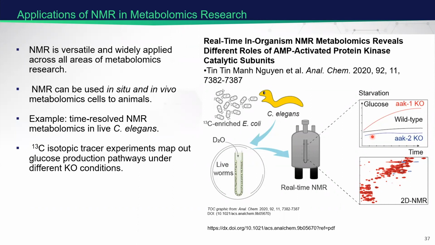In their TOC graphic, they just showed glucose, but there were other metabolites as well. They were able to map out different glucose production pathways under different conditions where they knocked out these catalytic subunits. So this is a pretty cool application of NMR and metabolomics, I think. Not completely unique as well; you'll find other examples of whole organism real-time metabolomics.